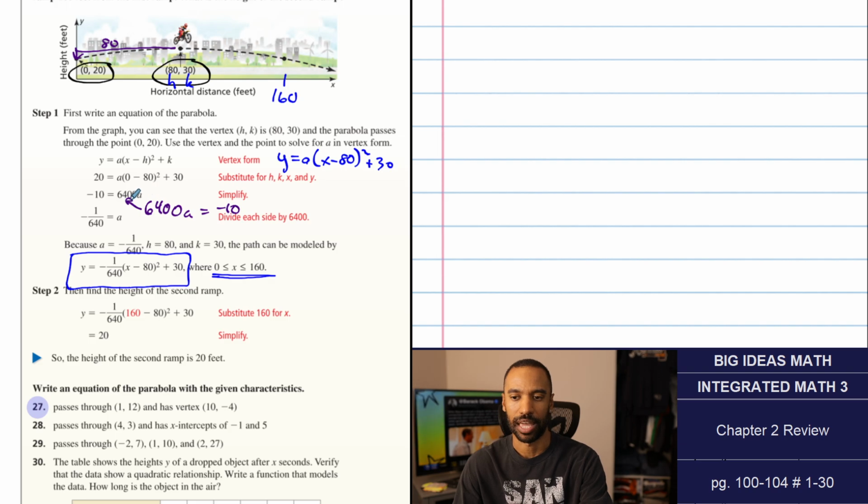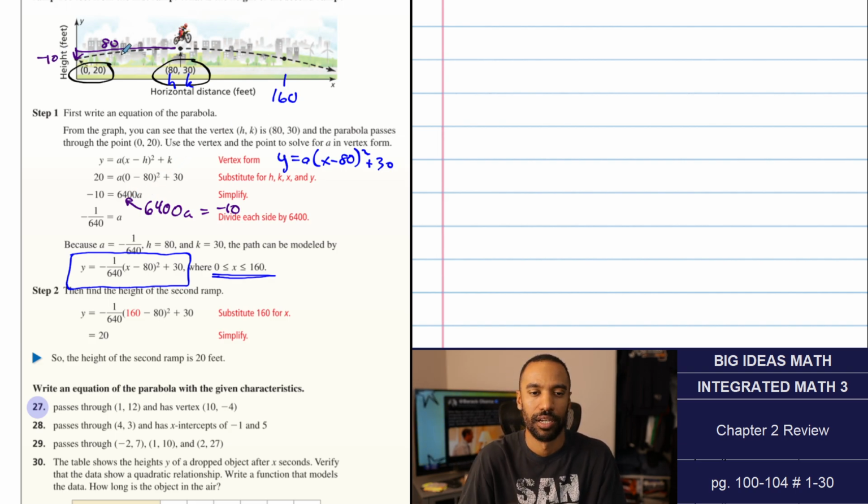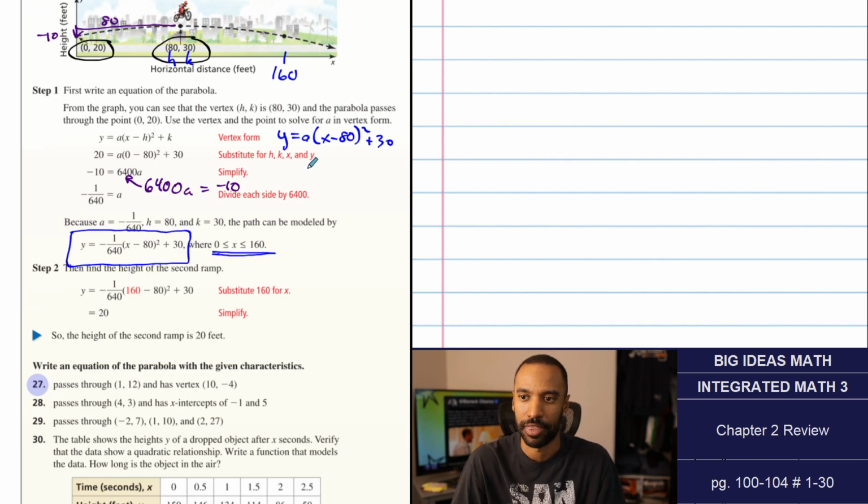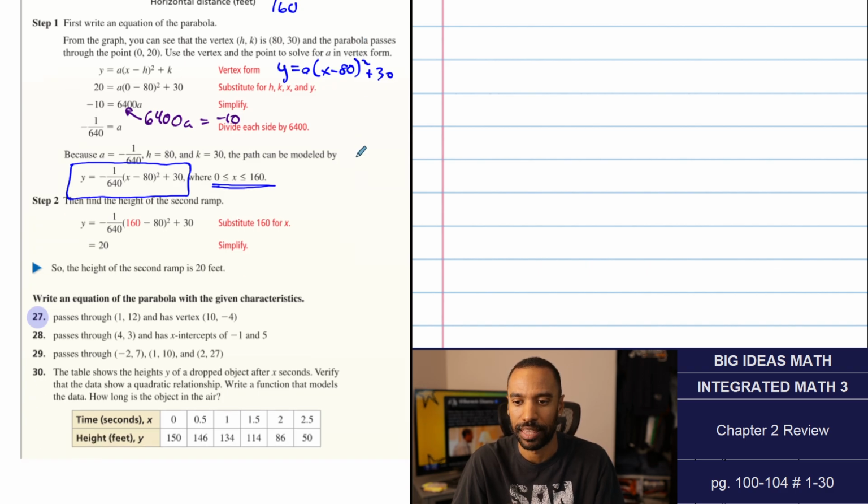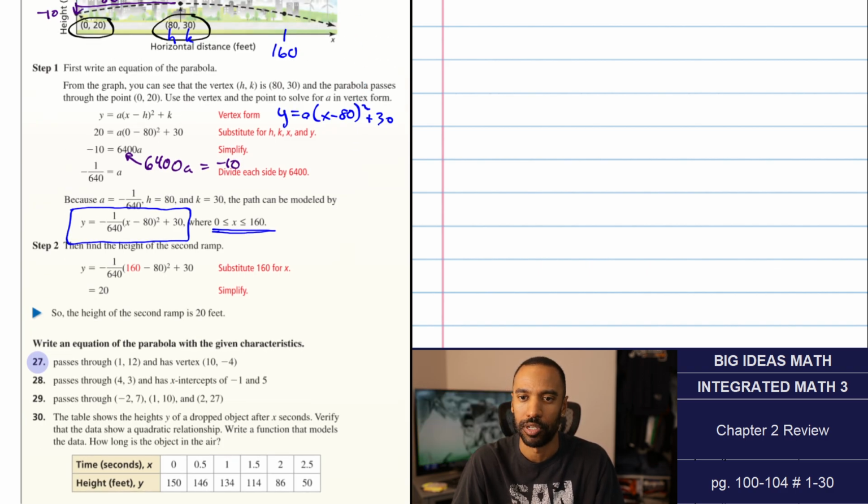And we can still come up with that answer of -1/640. That might be confusing to you guys. I understand. But I'll still talk about it if I think it's relevant to the problem. Vertex form, it will be relevant. So if we have a problem like number 27, I'll probably do the same thing.